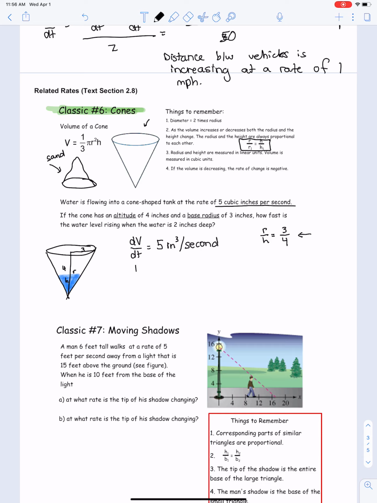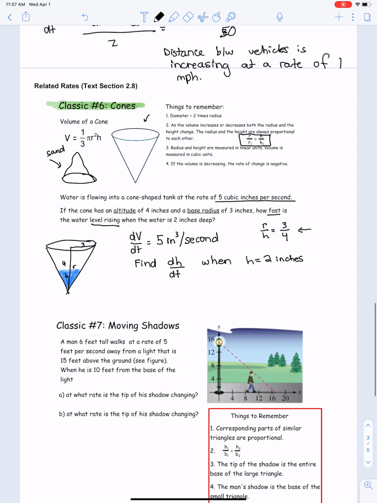They ask us in the question, how fast? So they're saying how fast, so something is changing. How fast is the water level rising, dh/dt? The water level is rising, so we expect this number to be positive. Find dh/dt when the height of the water is 2 inches deep. So the 2 inches is kind of like when we hit the red deer sign at that very specific instant. We want to know how fast the height was changing in that cone.